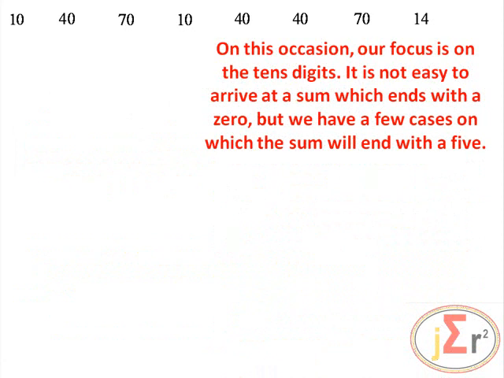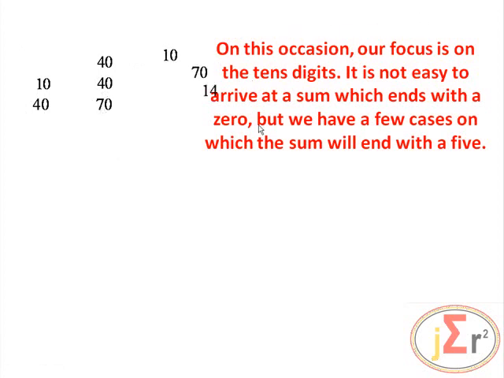On this occasion, our focus is on the tens digits. It is not easy to arrive at a sum which ends with a 0. But we have a few cases in which the sum will end with a 5. So notice we are focusing on the tens digit. This will be 5 when we add them. And if we are focusing on the tens digit, 4 plus 4, that's 8, plus 7, that's 15. So it ends with a 5 also. And all of those will go together, not ending with a 5 at all. But they have to be included in the sum nonetheless.